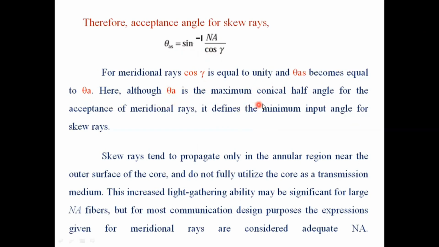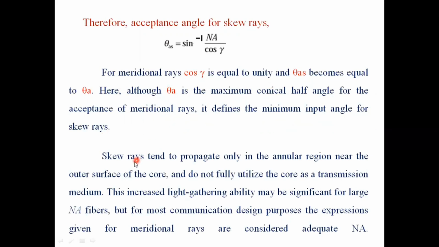Here, although theta A is the maximum conical half angle of acceptance for meridional rays, it defines the minimum input angle for skew rays. This is a beautiful point mentioned here. Theta A is the maximum angle for meridional rays, whereas theta A here is mentioned as a minimum angle for skew rays.